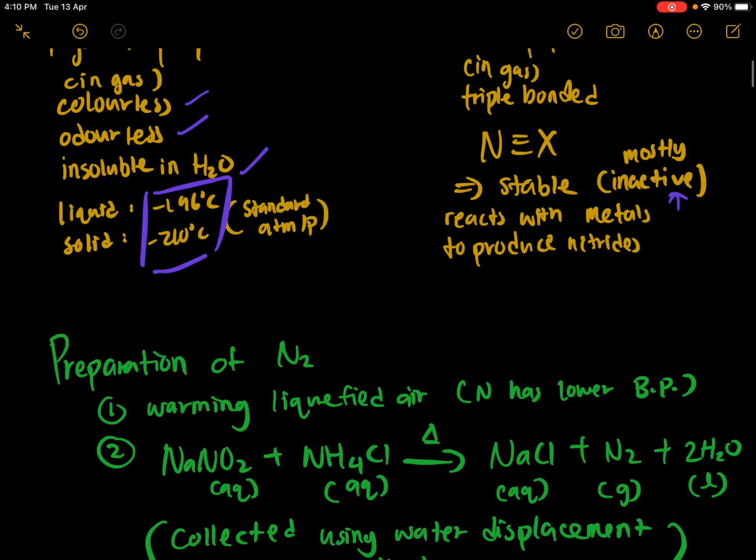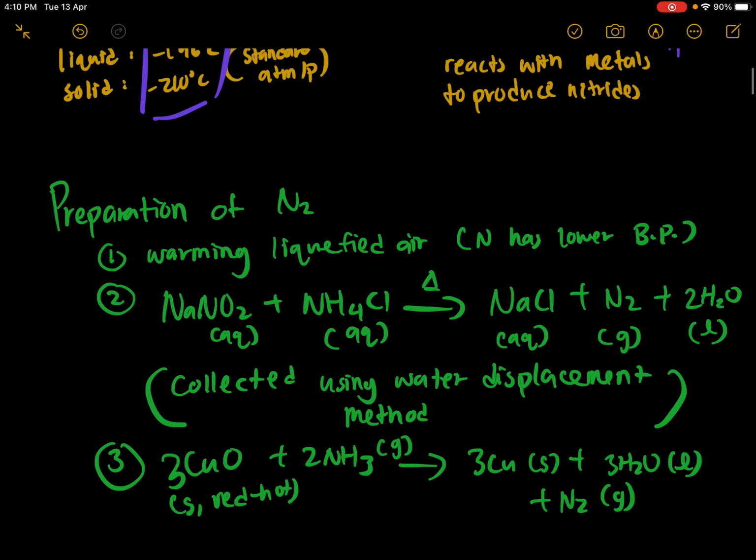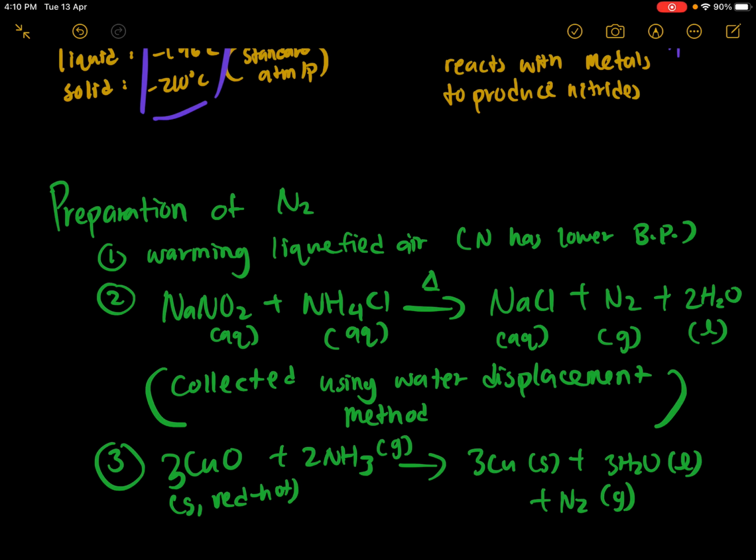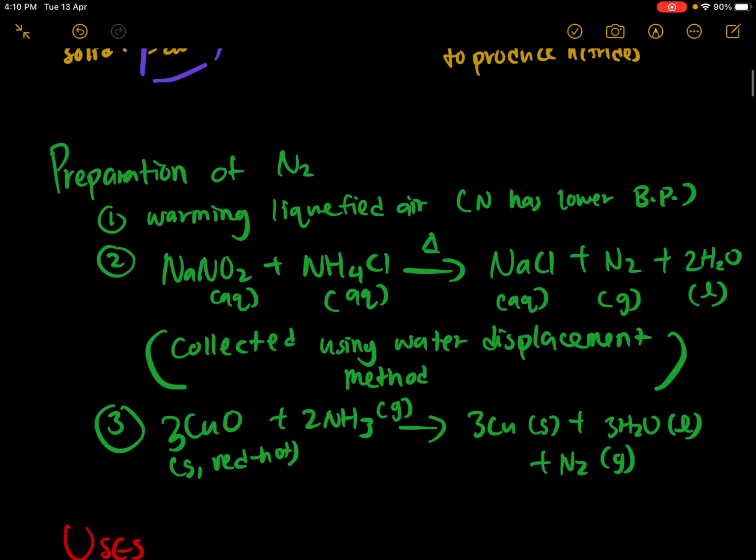But since nitrogen has a lower boiling point than oxygen does, if I heat up the liquefied air slowly, the first gas that will come out is nitrogen gas. So I can just leave it there, and nitrogen gas will continue coming out. There won't be any oxygen gas coming out because the temperature is not high enough for it to become gas as well.